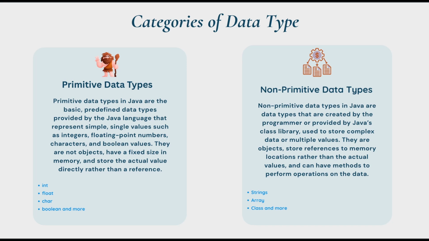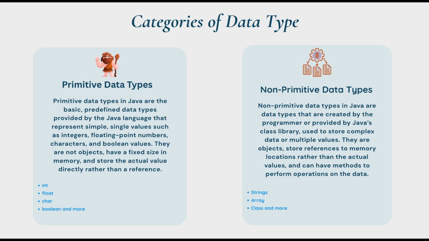Okay, now what does this mean? Primitive data types must be simple, single values. They can store only single values. If you want to store multiple integer values, you cannot use primitive data types, and so on. They are not objects, and they have fixed size and memory.